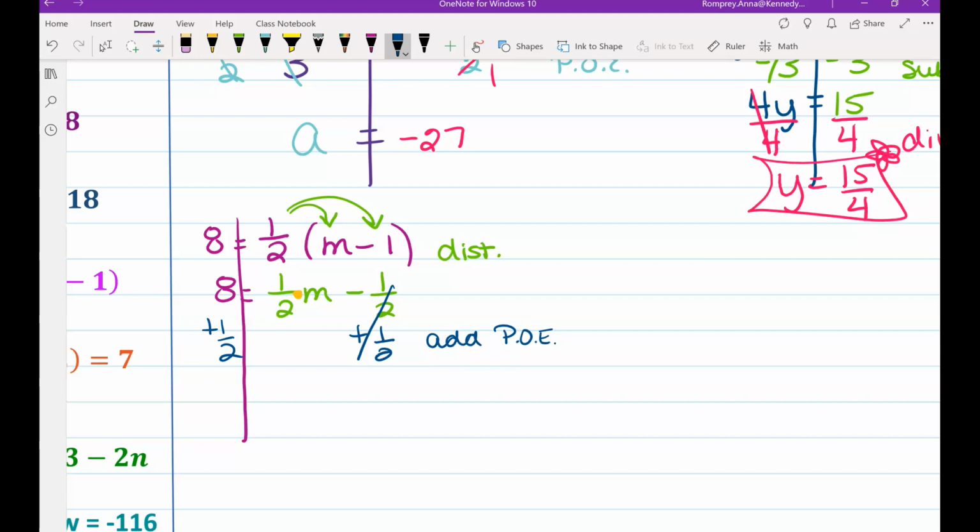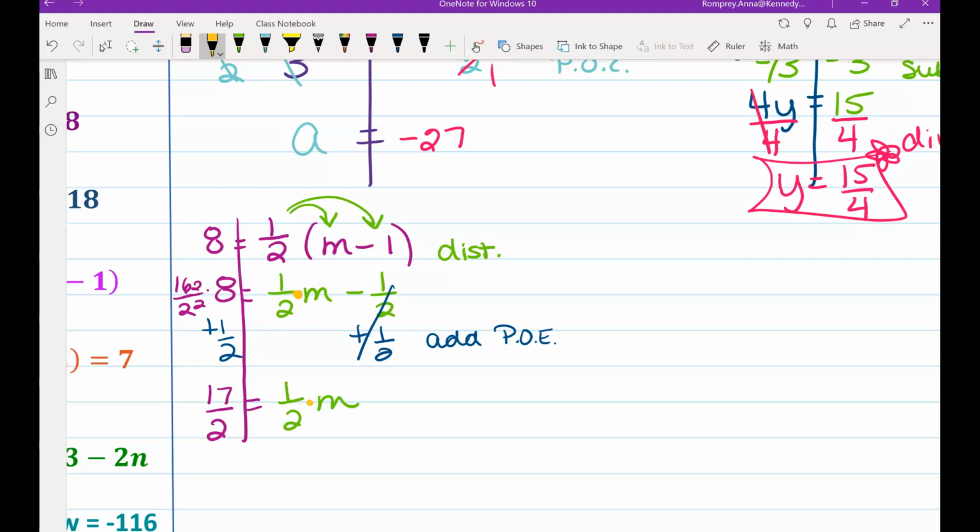So 8 plus 1/2. Please don't write 8 and a half. No mixed numbers. We're going to keep it improper. So 8 is how many halves? If I multiply it by 2/2, that gives me 16 halves. So 16 halves plus 1/2, I have 17 halves. And you're going to see why I do this in a second. Equals 1/2 m. Or like we were saying, 1/2 times m.